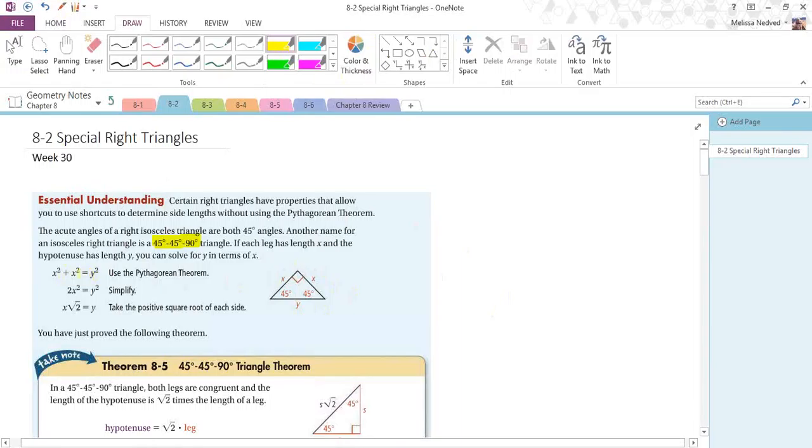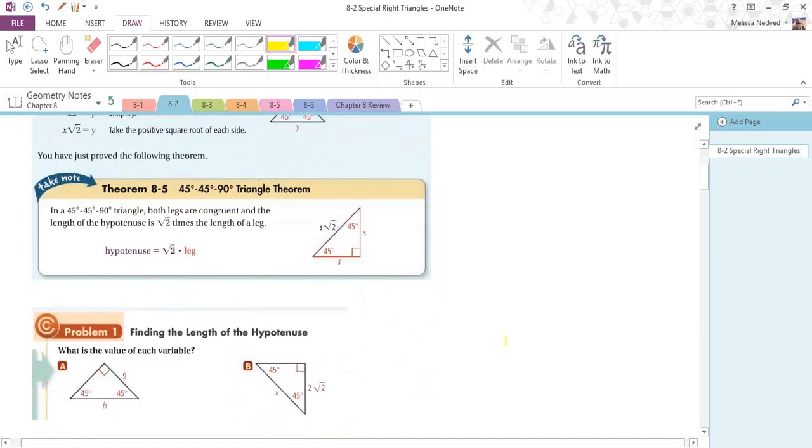Well, when simplifying, since x squared and x squared are like terms, I can combine them to get 2x squared equals y squared. And then if I square root everything to get y by itself, I get x times the square root of 2 equal to y. And that's where this first theorem comes from. It says in a 45-45-90 triangle, again, that's how we're going to identify this based on the angle measures, both legs are congruent, so they're equal to each other, whatever that may be, and the length of the hypotenuse is the square root of 2 times the length of the leg.